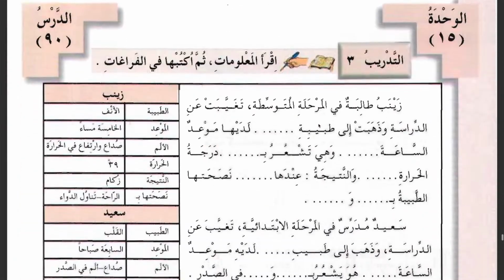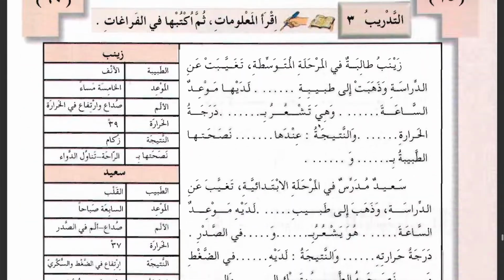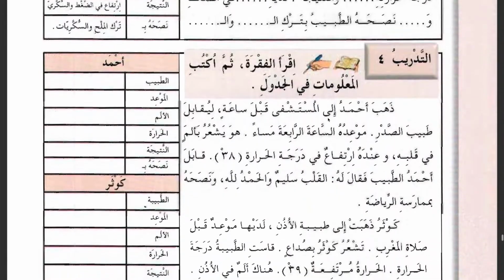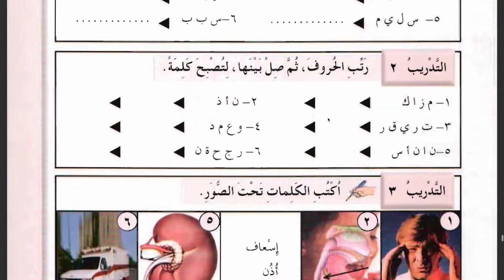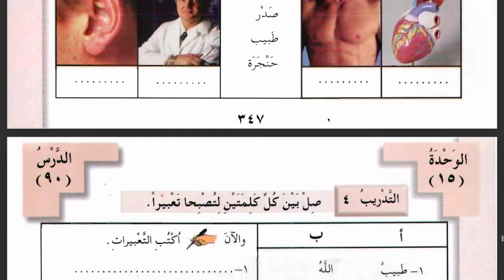So you got 1. You can skip this one here, which says: read the information, then write it in the blanks. So here you have to fill in these, but you can skip that. But translate this one here. But you have to make sure you study the main lesson first.